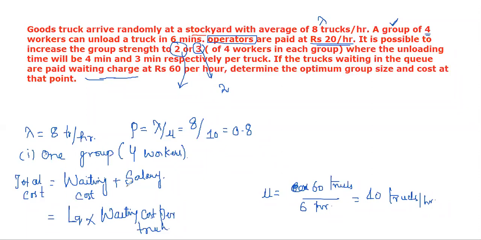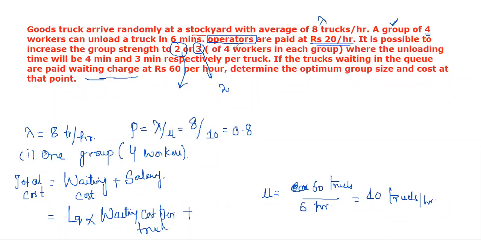What is the waiting cost? Again, this cost is per hour. I will show the units. This waiting cost plus salary. The waiting cost is the waiting cost per truck. If the trucks waiting in the queue are paid a waiting charge at the rate of 60 per hour, one truck is being paid 60 rupees per hour. Therefore, the total waiting cost will be the length of the queue, which means the number of trucks waiting in the queue, multiplied by the waiting cost per truck. So this rupees 60 is the waiting cost per truck, per hour.